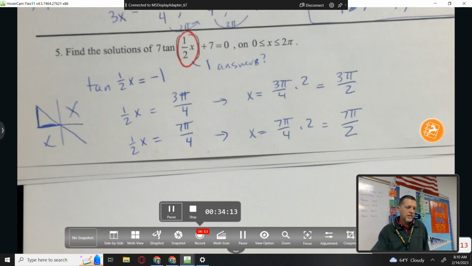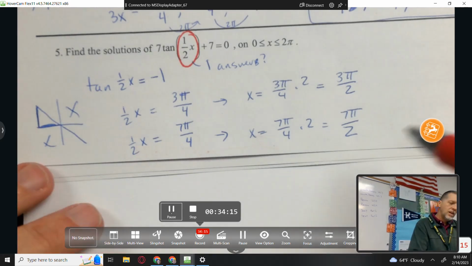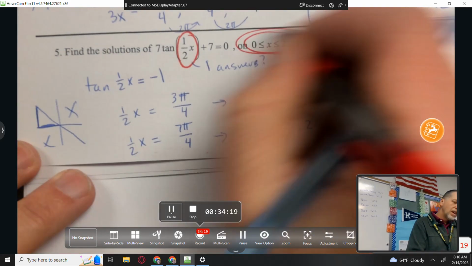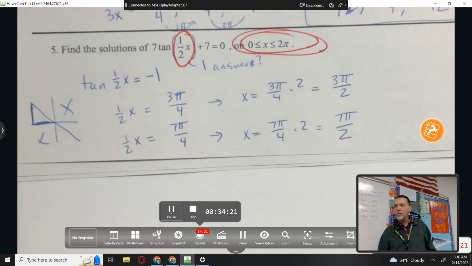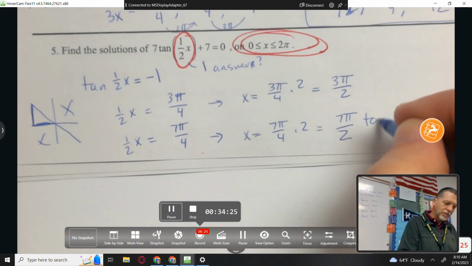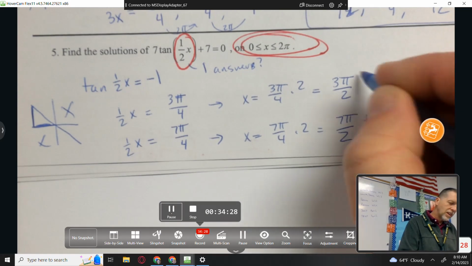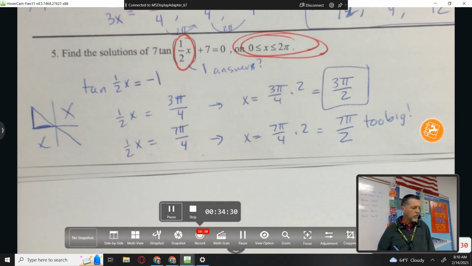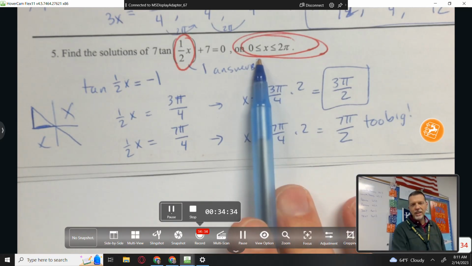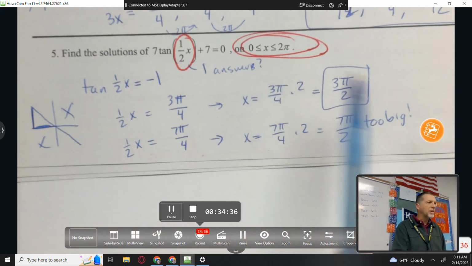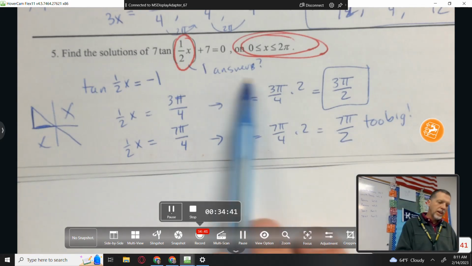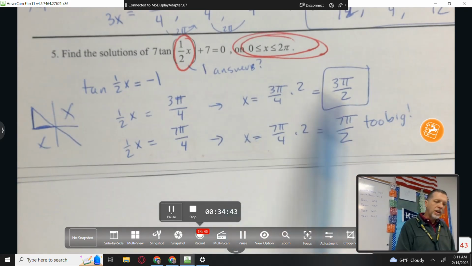7 pi over 2 is too big. Why is 7 pi over 2 too big? Because it's more than 2 pi. We're supposed to be between 0 and 2 pi. So my answer is 3 pi over 2. Officially, we would say it's outside of the specified domain. But yeah, it's too big, so we throw it out. So Noah was right from the get-go. Only 1 answer, but be careful about picking the answer.